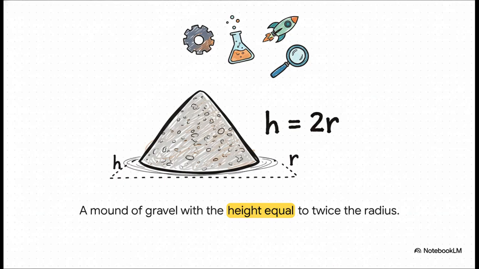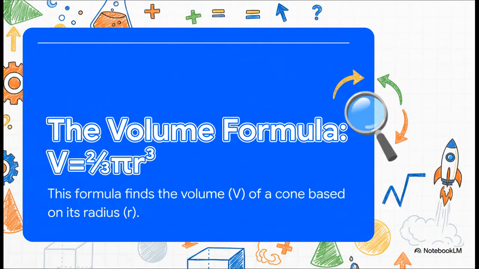This nice, consistent relationship means we can cook up a pretty slick formula. And here it is, the formula that powers our business. Think of it as a machine that only goes one way. You pop in the radius of the cone, you turn the crank, and boom, out comes the total volume. It works perfectly every single time.